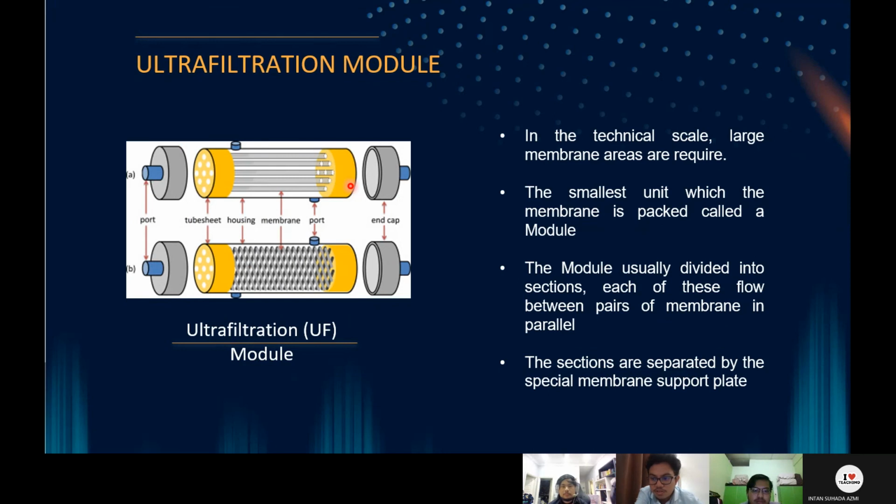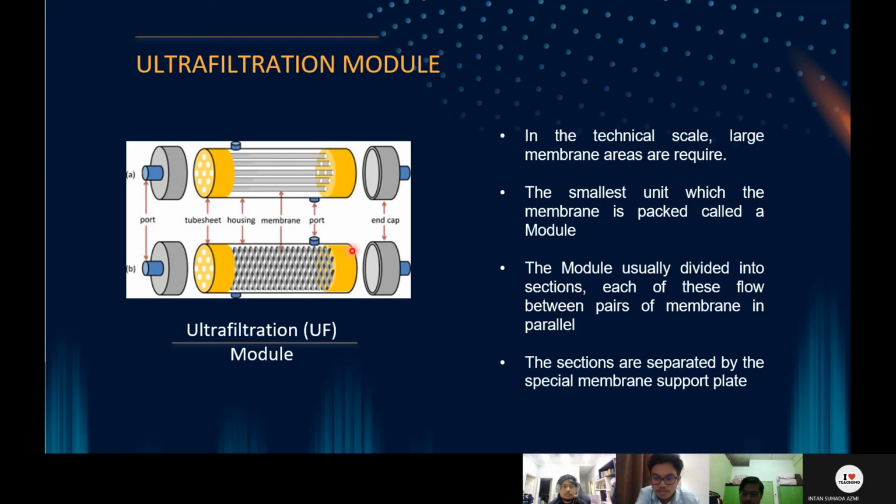The function of the module is to separate the retentate and permeate product, like Danish explained just now. There is a membrane inside the module. This membrane requires a large area for the ultrafiltration process to occur because it contains lots of pores. So these are the pores. The smallest unit of the membrane, like I said, we call the module.